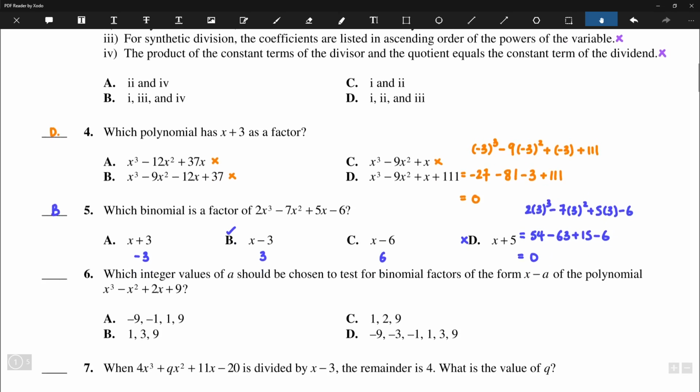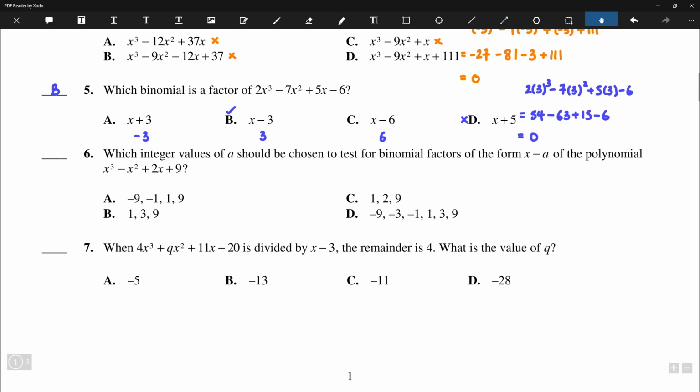Moving on to number 6. Which integer values of A should be chosen to test for binomial factors? So again, another integral zero theorem question. Since the constant term here is 9, we're just looking at the positive and negative factors of 9. So that will be positive or negative 1, positive or negative 3, and also positive or negative 9. So the choice is D.